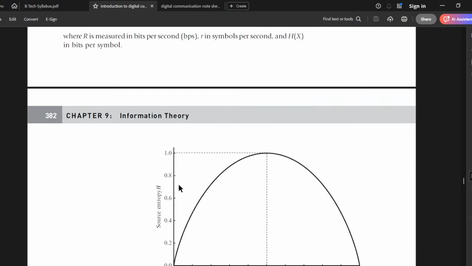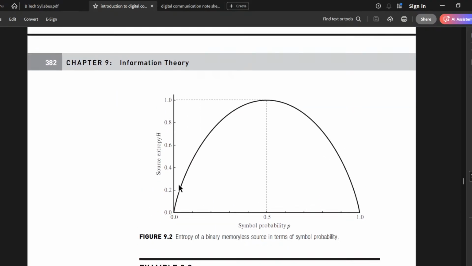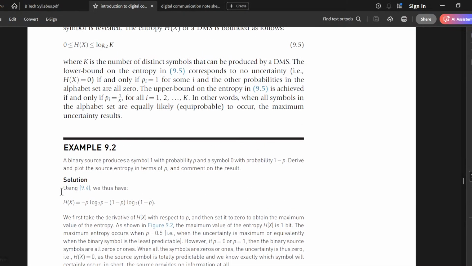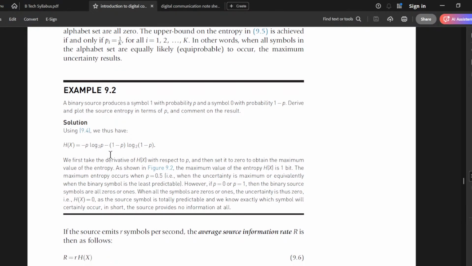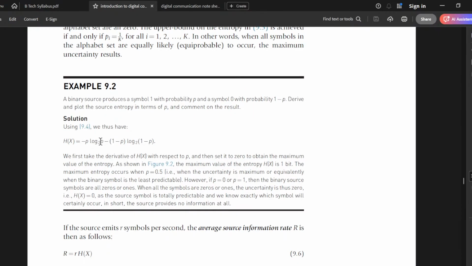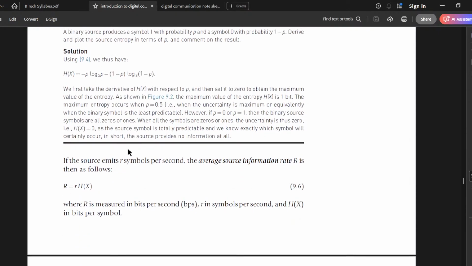as shown in figure 9.2. Where is figure 9.2? This is the figure 9.2. So this is the graph. So first, what we have done is we have to differentiate this with respect to p. So this will become dH(X) by dp. This will become minus 1. This will be 1 upon p. Now this will become, okay, we'll solve it in the notebook.